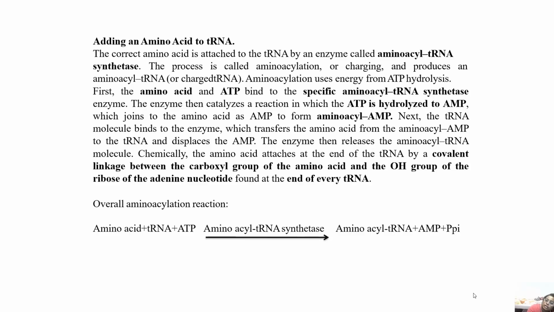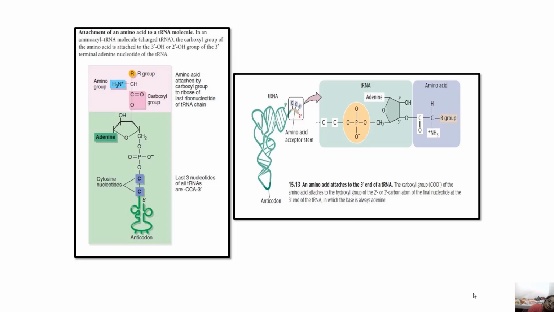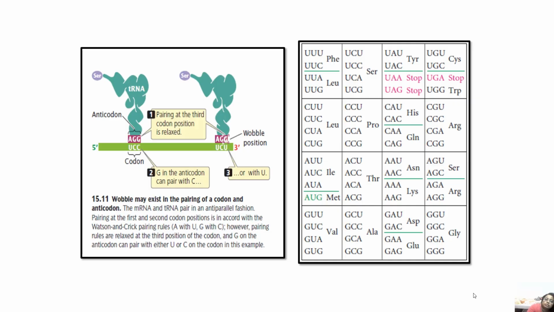Chemically, the amino acid attaches at the end of the tRNA by a covalent linkage between the carboxyl group of the amino acid and the OH group of the ribose of the adenine nucleotide found at the end of every tRNA. So, amino acid plus tRNA plus ATP, with aminoacyl tRNA synthetase, gives aminoacyl tRNA, AMP plus PPi. This is a schematic of amino acid attachment to a tRNA molecule.